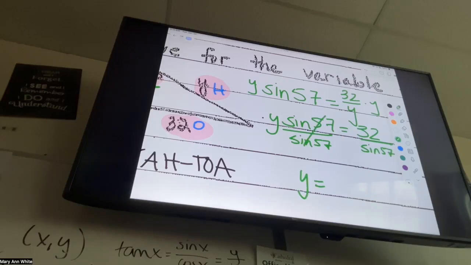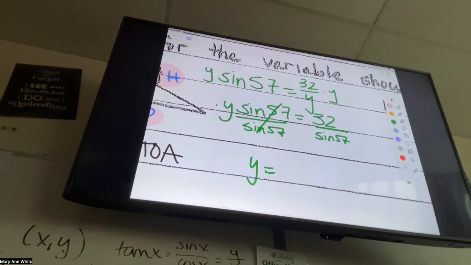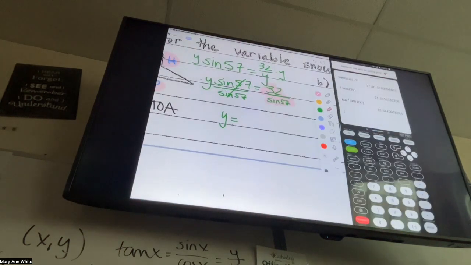And I get y equals, and I'm going to literally plug this into the calculator, 32 divided by sine of 57. Now, before you press any buttons, I don't remember what we were doing last time. Make sure your mode is on degrees. Remember how we were messing around with mode of radians and degrees last class? Press the mode button, and make sure degrees is the one highlighted. Okay, then I'm going to press 32 divided by sine of 57. And I get 38.16.